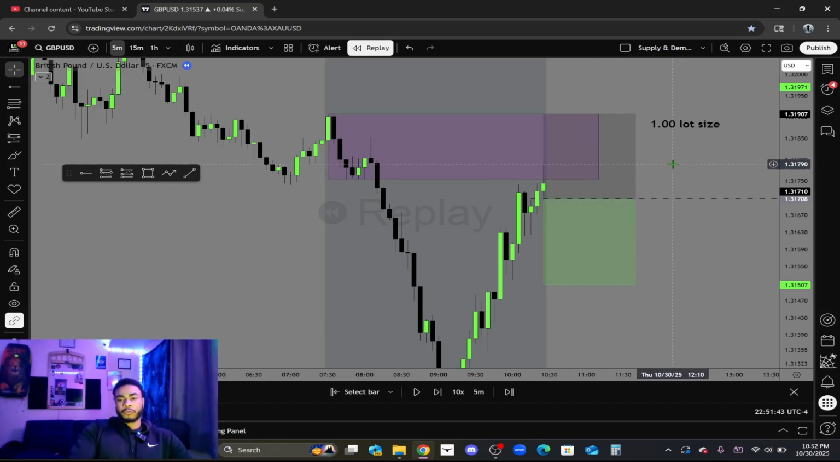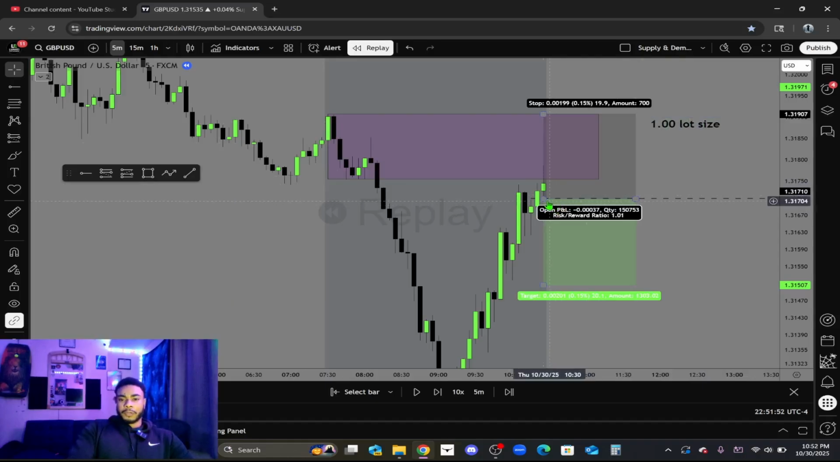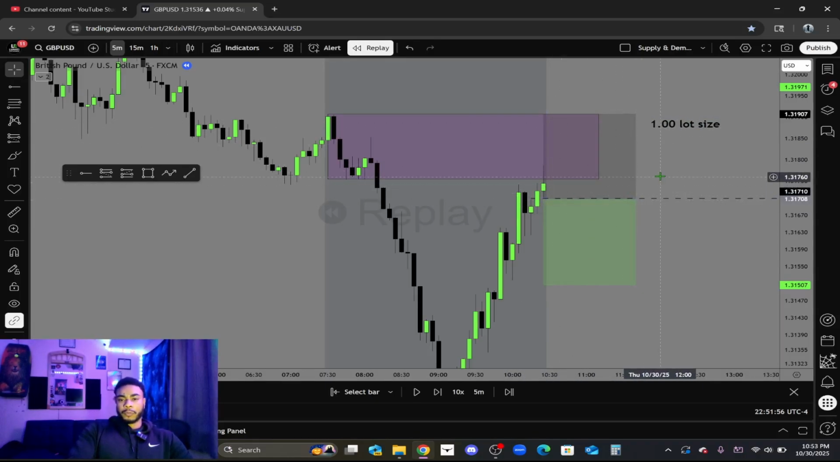Right, so if you were to lose this trade and you put your stop loss at 20 points, you're risking $200, and this will be the lot size you will use if you got in at this area right here, which equals 20 pips risk, basically.